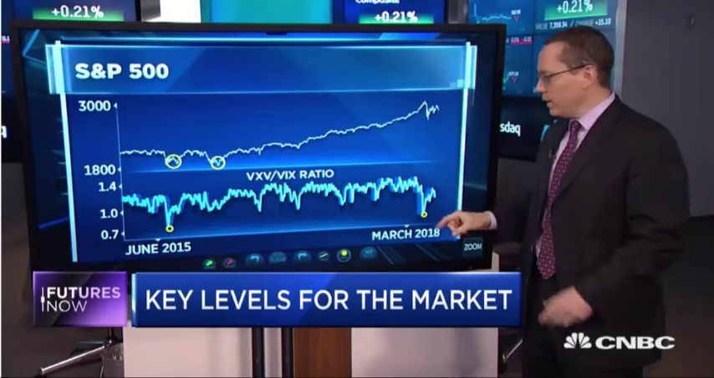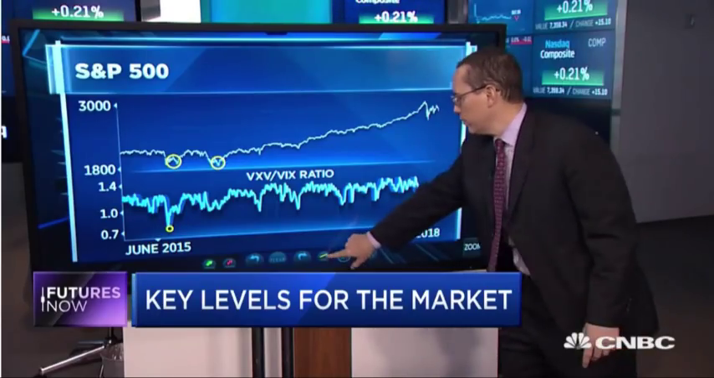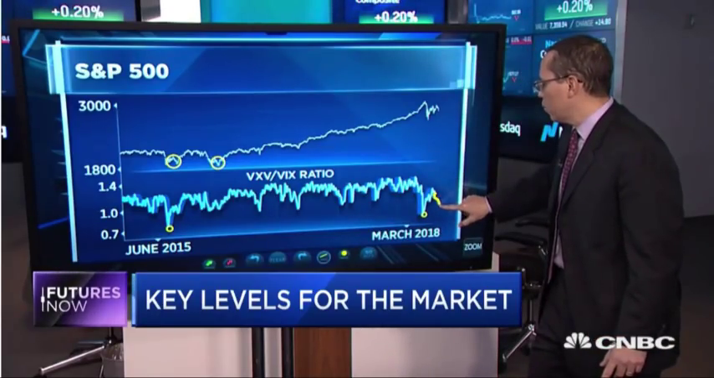So when the VXV to VIX goes below 1, the level indicates elevated fear in the market. We may need to see that again, meaning that this does need to go back down. Maybe it does not go quite as low as it was in February to say, hey, the bulls are back. We're oversold enough to get that good rally in the market.